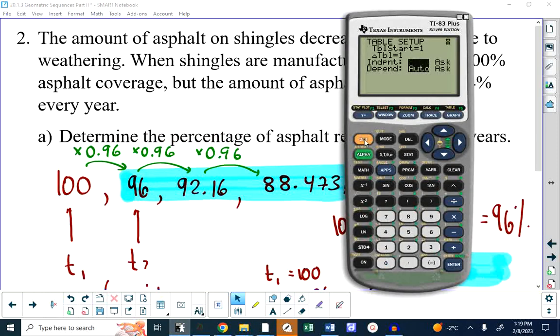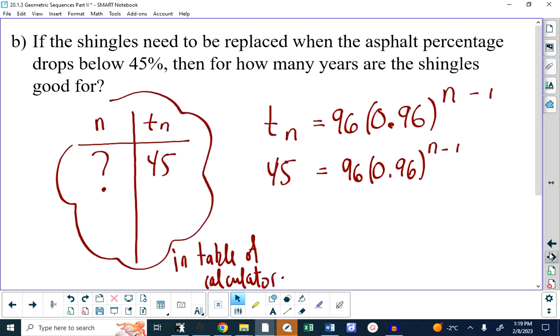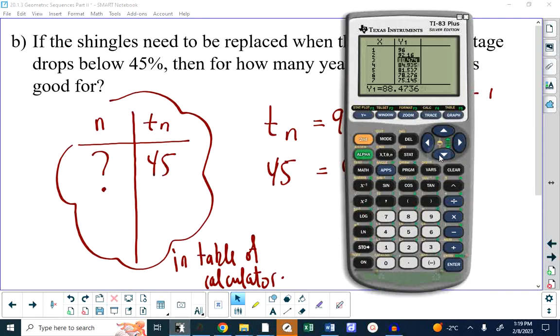So when I go to my table, which is second graph, I have those numbers. I've created my n, T_n table. So if I were to ask you, we're looking at question B here, everybody: after 7 years, are the shingles still good? Yes. After 8, 9, 10, 11, 12, 13, 14, after 15 years, are they still good? No. They're only bad if they drop below 45.